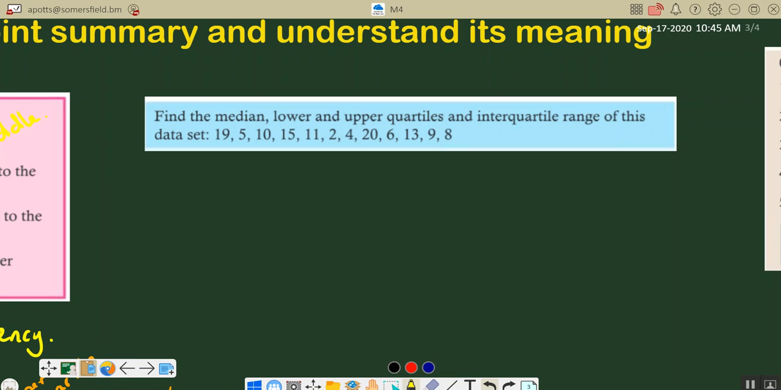Okay, so when we find the median, lower and upper quartiles, and therefore the interquartile range, the first thing is to put the numbers in order. So what's the lowest number? 2. So I'm going to put 2. Let's just go through 4. Let me know if I'm spotting or missing anything.